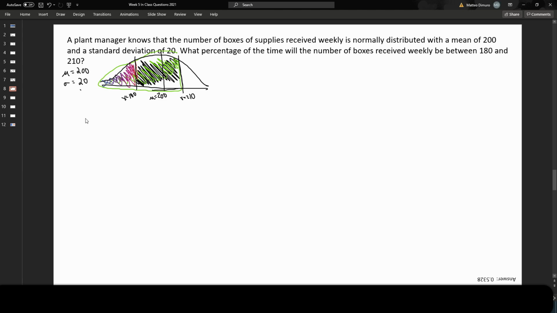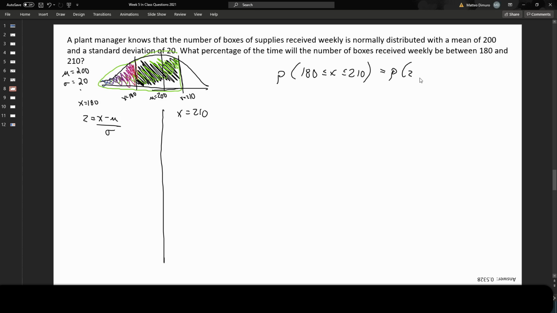So let's go ahead and figure out some values. We'll do the x value of 180, and over here, hopefully with enough room, we'll do the x value of 210, and we'll write out our question. We're looking for probability that it's between those two numbers, and it's going to be equal to probability of z less than some number subtract probability of z less than the other number. We'll fill it in as we go.